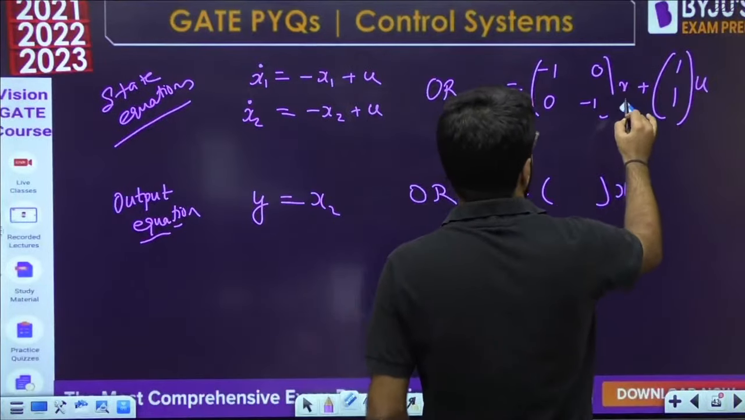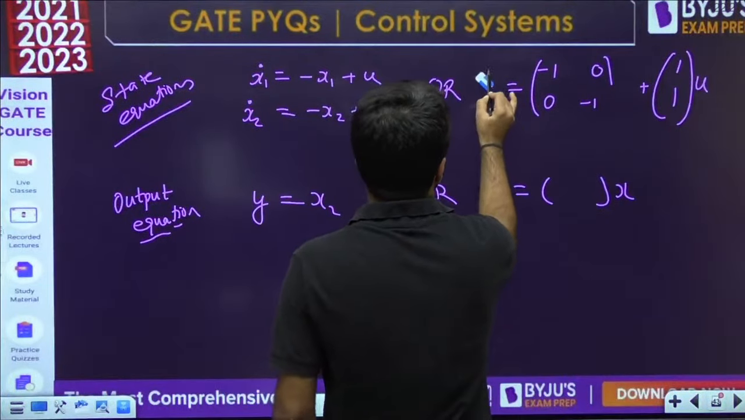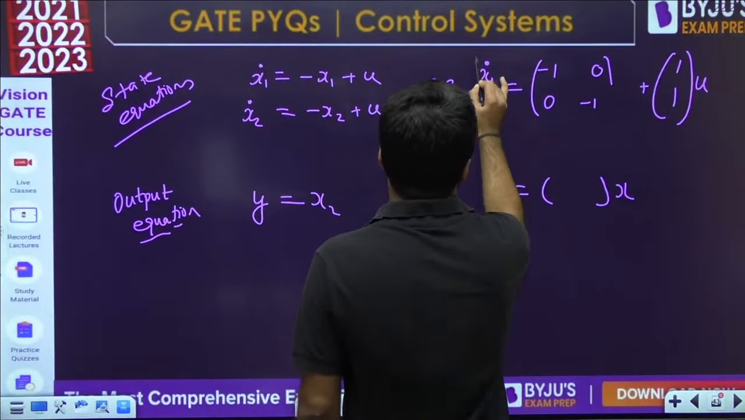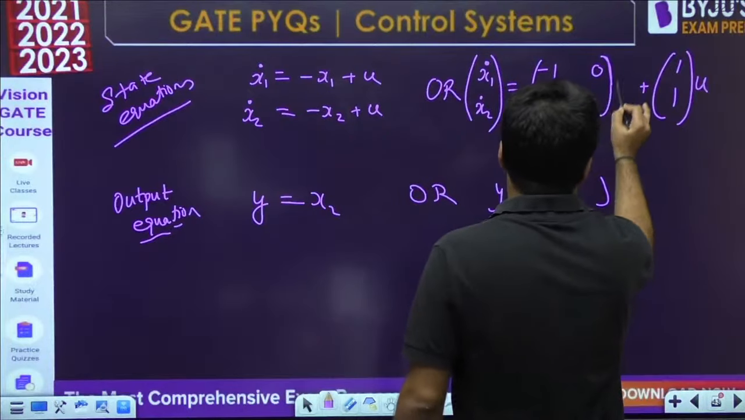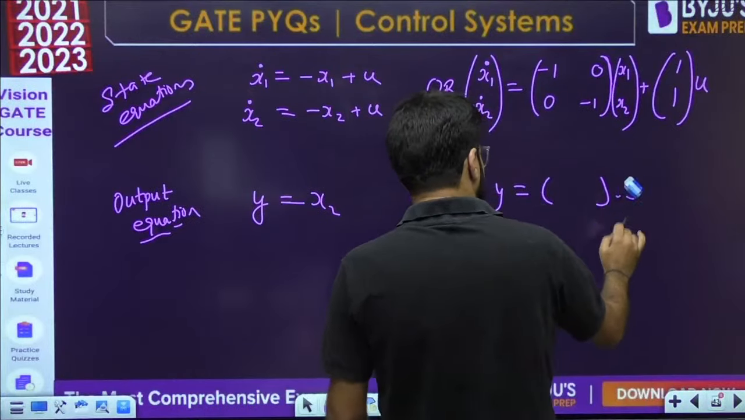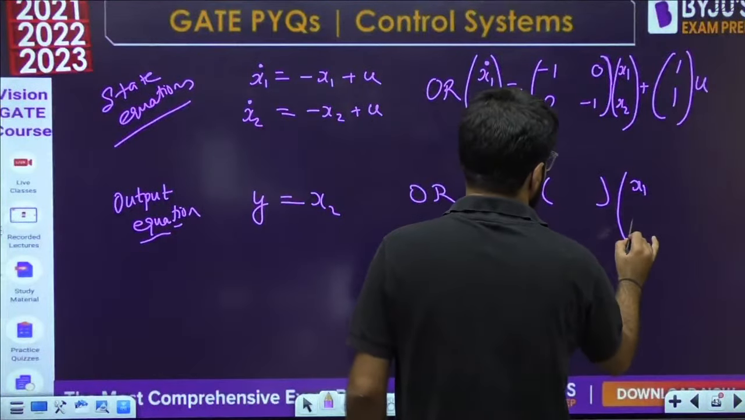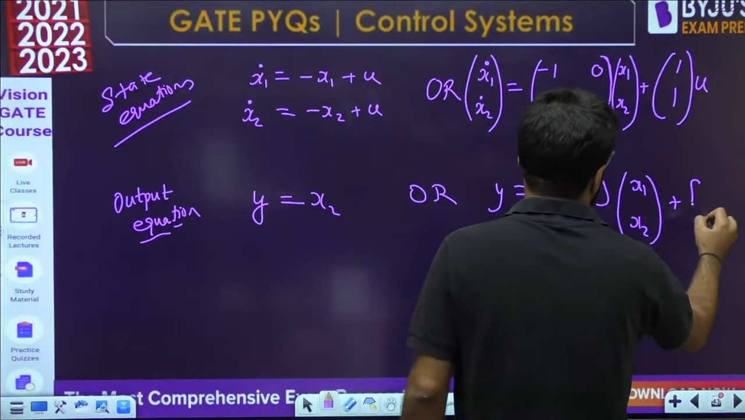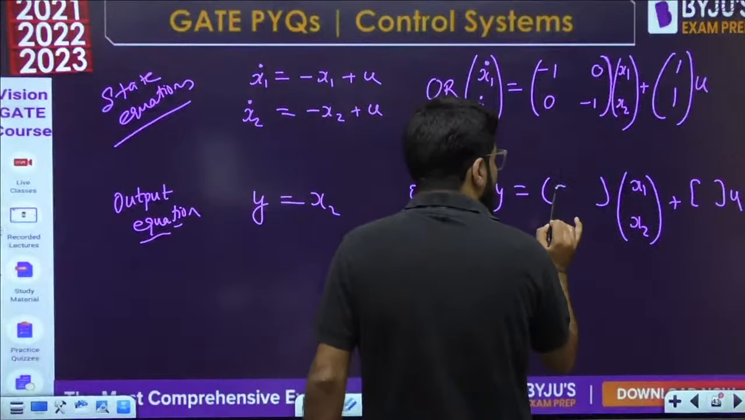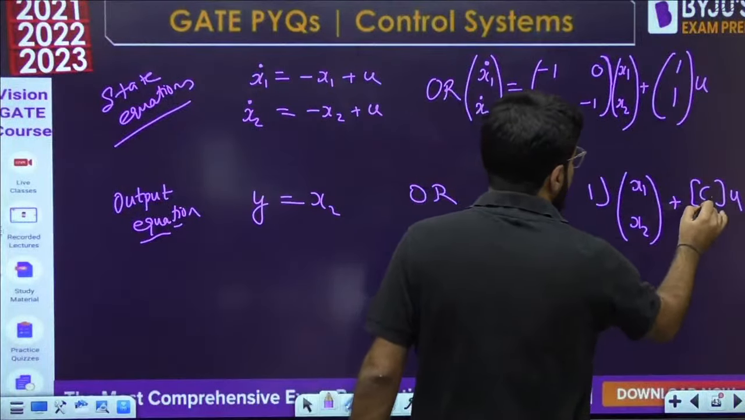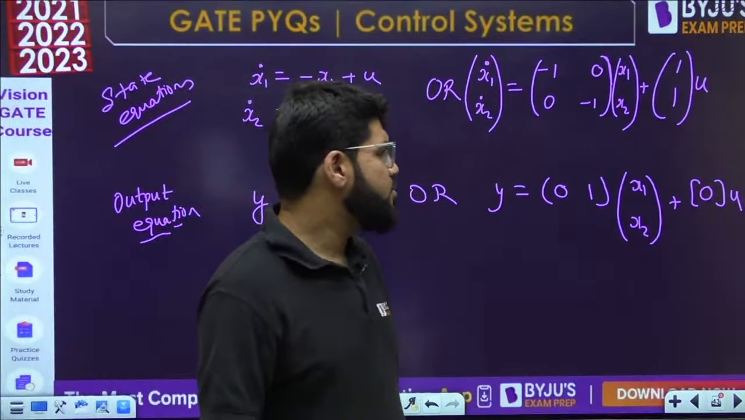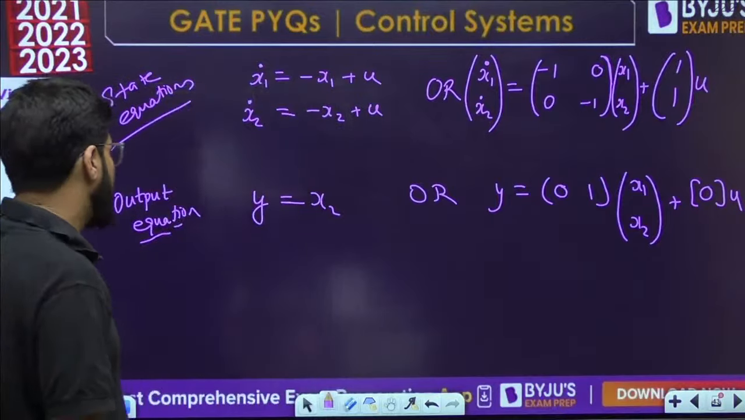If you like, let us write it in complete form. I can write this as the column vector x1 dot, x2 dot. Here also let me write down the column vector x1, x2, that is nothing but your state vector, plus. So y is only x2. y is only x2 means there is no coefficient of x1, that is 0, and x2 is 1. What is the input coefficient? It is equal to 0. So y is [0 1] times [x1 x2] plus 0u. Done.